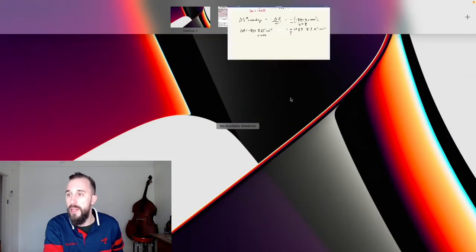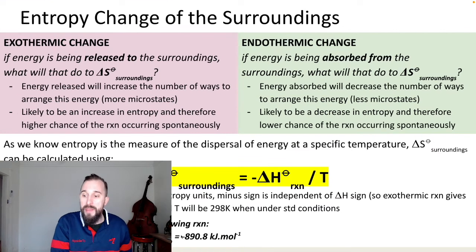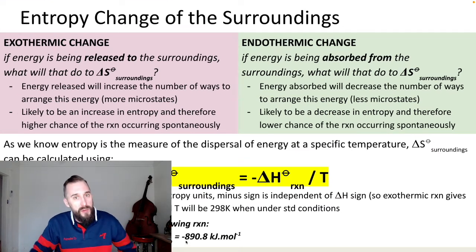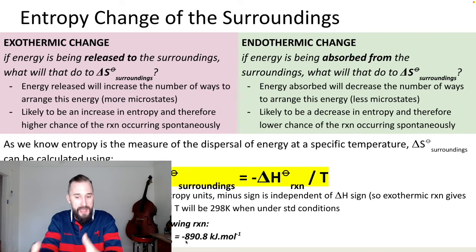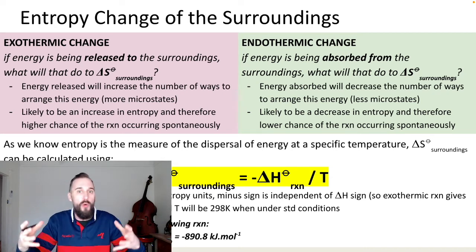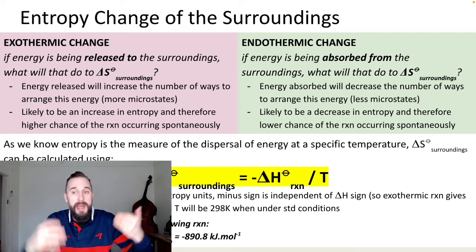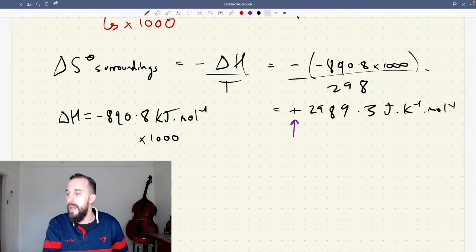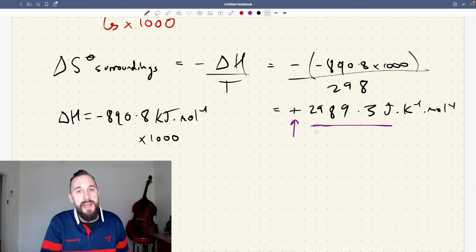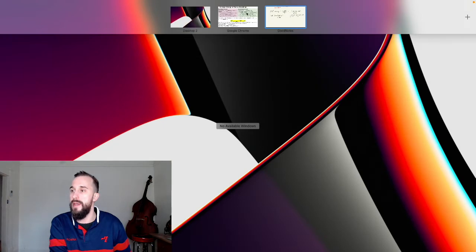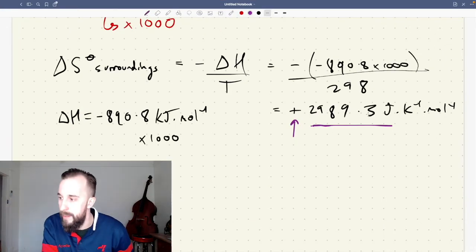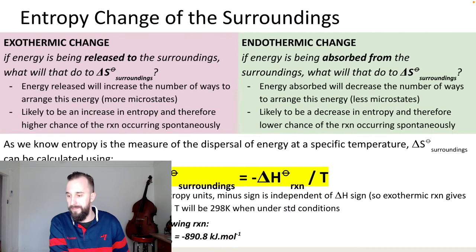You think about that huge enthalpy change, all that energy is being released to the surroundings. Let's say in this instance, we're burning the methane in air. All that energy is going to the air particles. They're getting all that energy. They're increasing temperature. They're getting more entropy. We are having a really, really big entropy change when we consider how the surroundings are changing. Plus 2989.3 joules per Kelvin per mole.